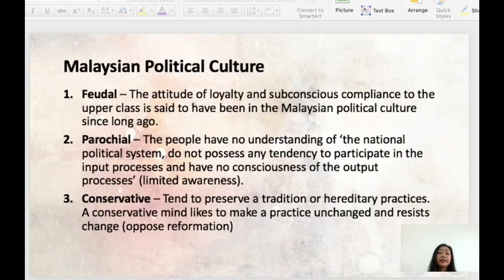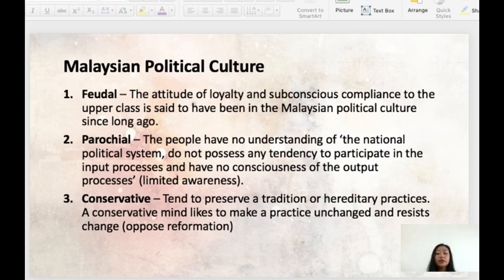Okay, Malaysian political culture. We have six here. The first one is feudal. The attitude of loyalty and subconscious compliance to the upper class is said to have been in the Malaysian political culture since long ago. Parochial. The people have no understanding of the national political system, do not possess any tendency to participate in the input processes, and have no consciousness of the output processes. So they have limited awareness. Yeah, this is under the parochial category.